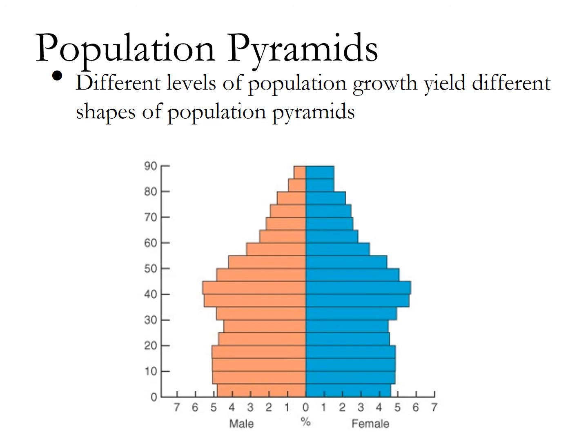So what you're looking at is a very basic population pyramid. And what they represent is different levels of population growth at different stages of the demographic transition model, right? And based on what stage of the demographic transition model your country is in, the shape of your pyramid changes. So let's go through it.